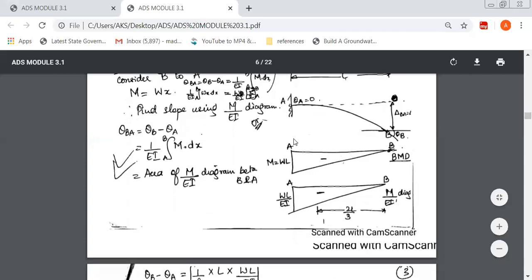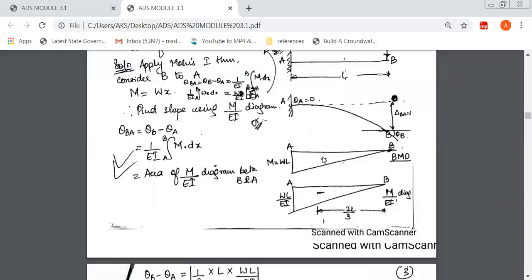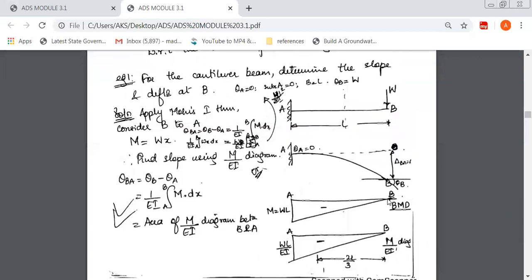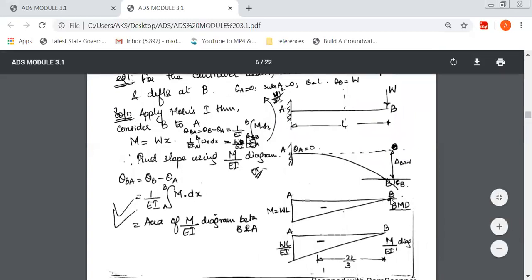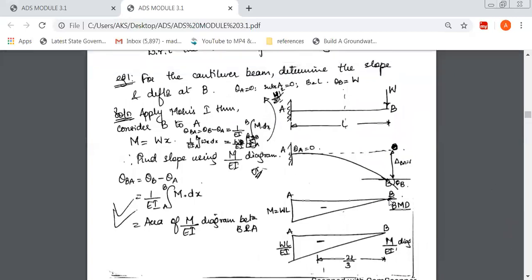After this, we have to mark the bending moment diagram. The prerequisite for drawing the M over EI diagram is that you should know the bending moment diagram for all the possible cases, whether cantilever, simply supported or overhanging. May it be any type of beam, you should know the bending moment diagram. In this case, it is a cantilever beam. At the free end, the bending moment is always 0 and it is maximum at the fixed end. So at B, I'll show the bending moment ordinate as 0.